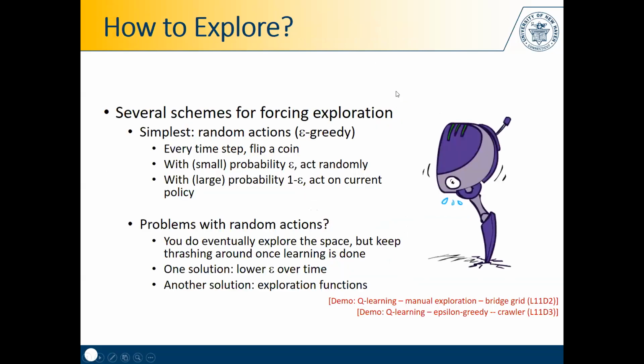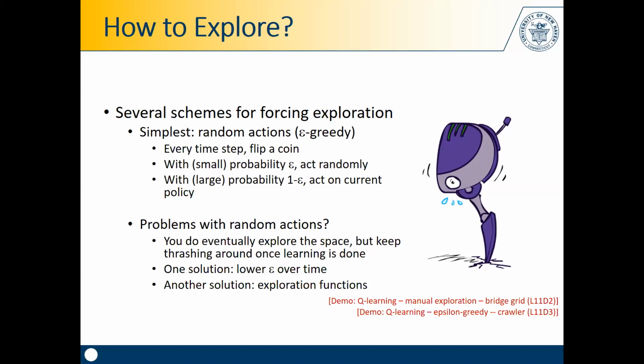So how does an RL agent explore? There are several schemes, and when I say several, I actually mean more than 10, possibly more than 100 different schemes proposed for forcing exploration in training an RL agent. The simplest of these is perhaps performing random actions or the epsilon greedy exploration mechanism.